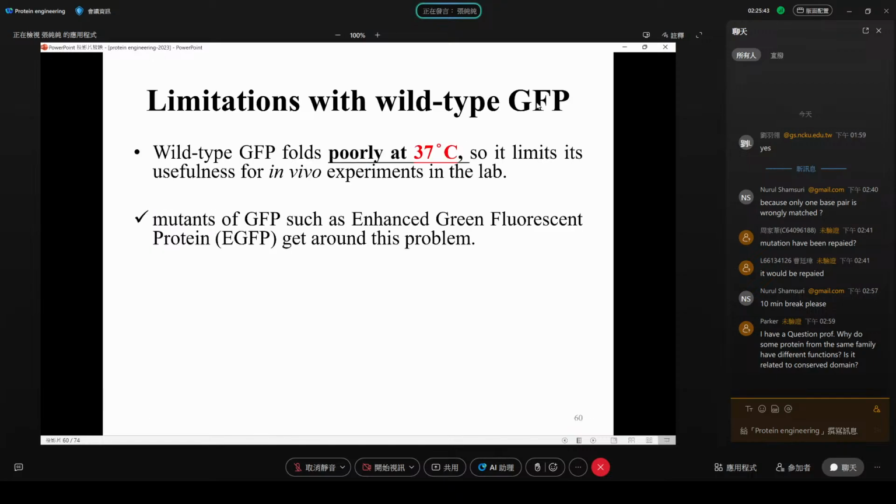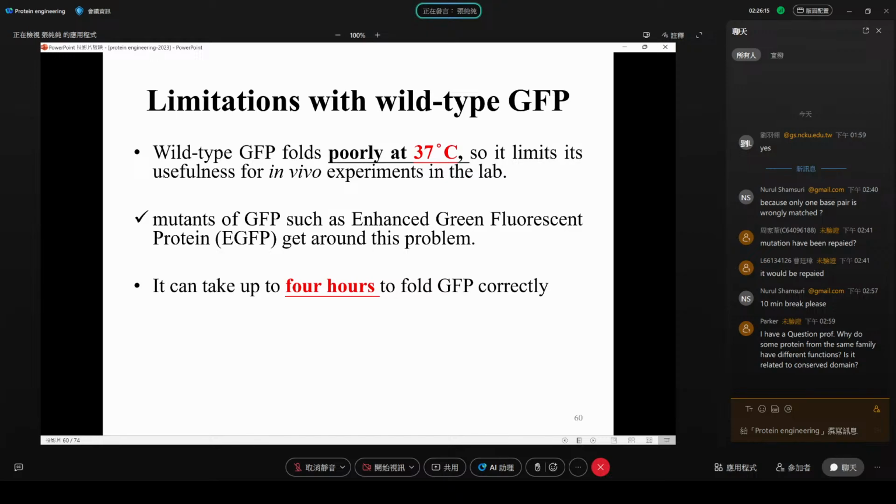And another limitation is that this type of GFP protein will fold very badly at 37 degrees, because jellyfish basically don't survive at 37 degrees. But if we want to use it in the lab, especially for mammalian cells, it will not be good. So another round of mutagenesis started. And the whole chromophore formation will take about 4 hours for the GFP protein to form correctly.